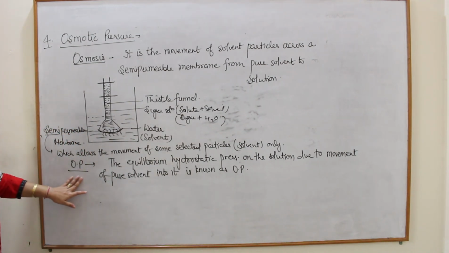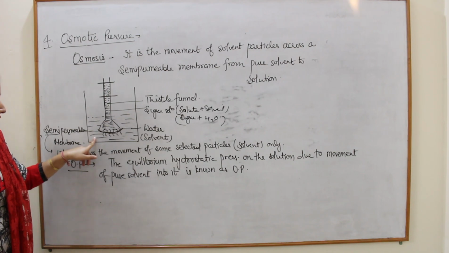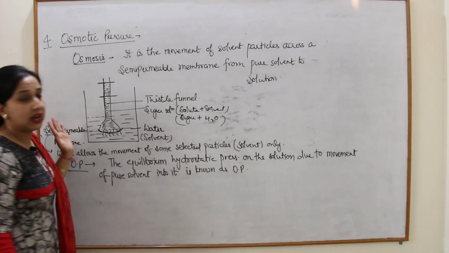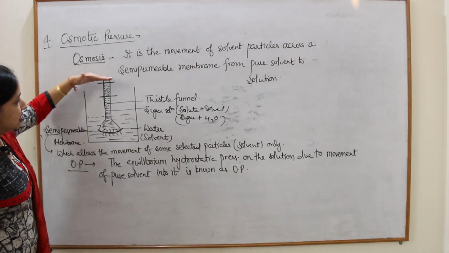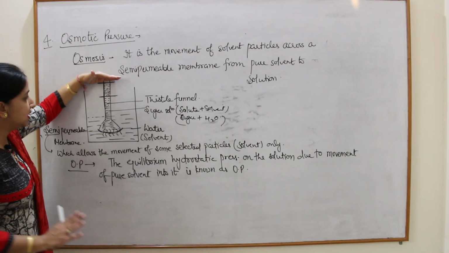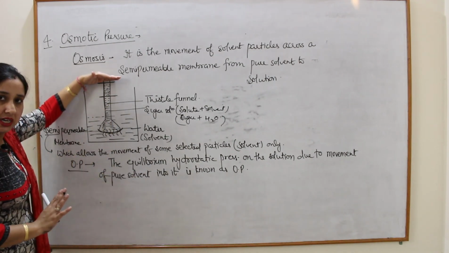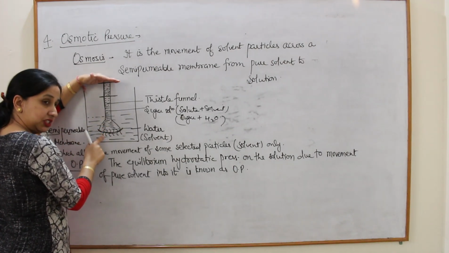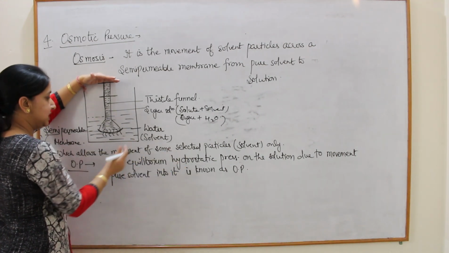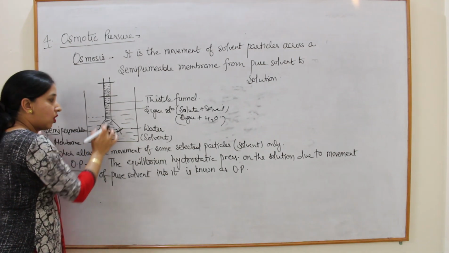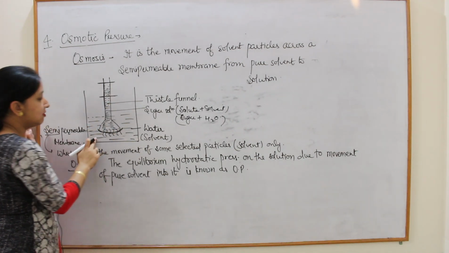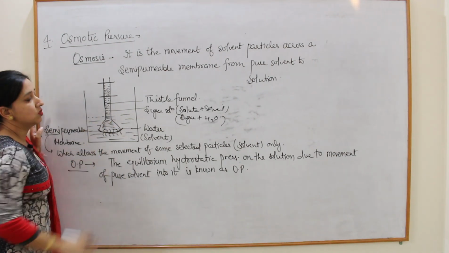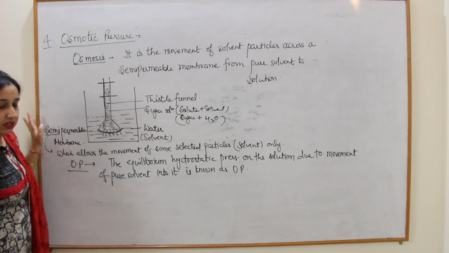So what is osmotic pressure? When the level of water in the solution goes on increasing, after some time we will notice that this level becomes constant, means this is your equilibrium state. So what does this equilibrium state denote? It is the equilibrium hydrostatic pressure which is exerted on the solution by the movement of solvent into it, known as osmotic pressure.